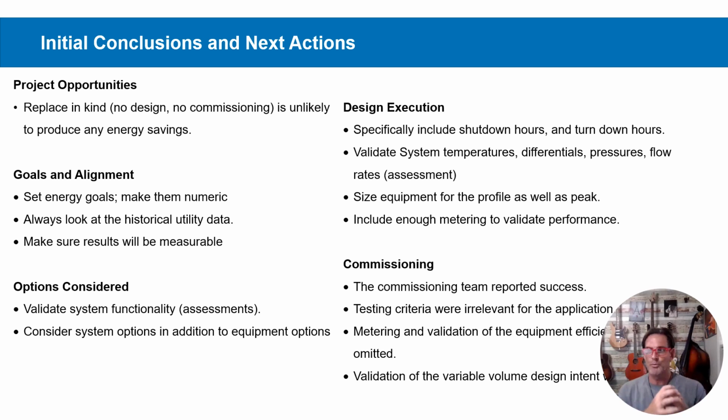So during the goals and alignment phase, what we're trying to do now is actually set energy goals with the projects and make those energy goals numeric. Always make those goals with full awareness of the historical utility data, right? When we have historical utility data, always look at that and then make sure that those results will be measurable. That last case study that I showed you, even if we would have had an energy goal, we would have had to add a gas meter at that MOB in order to make the results measurable.